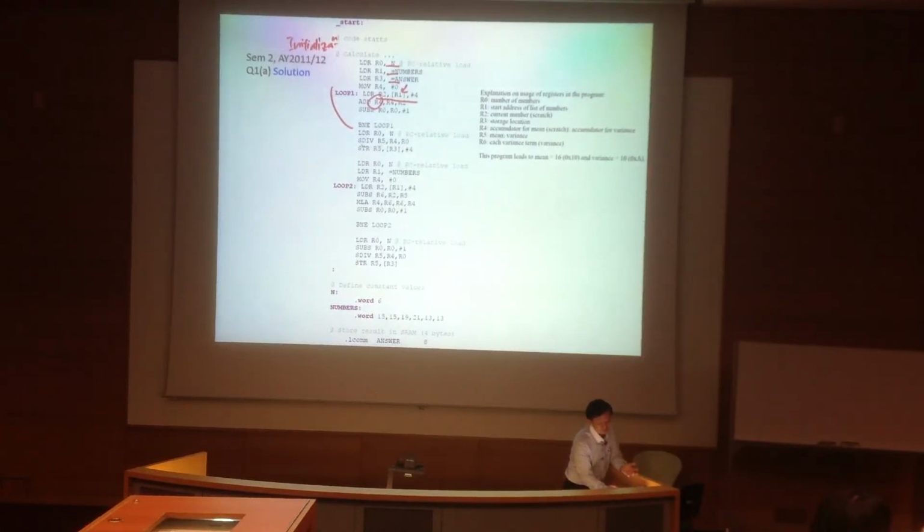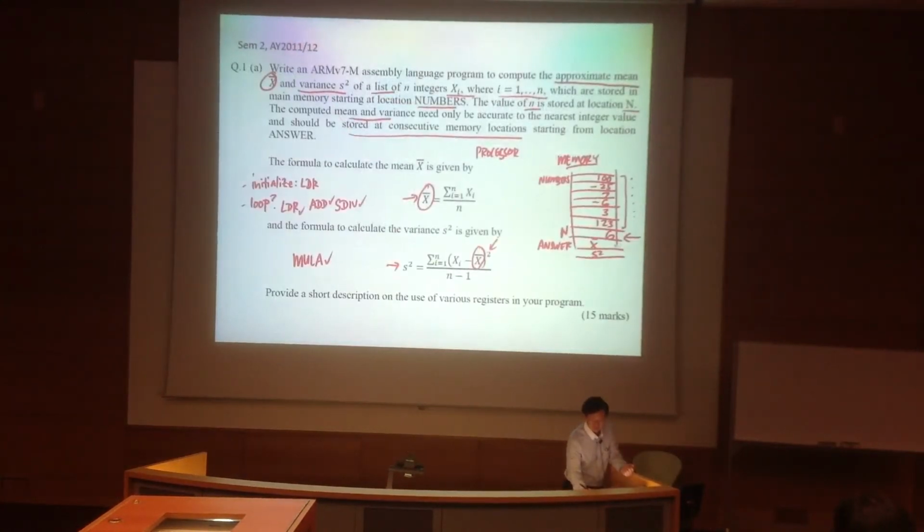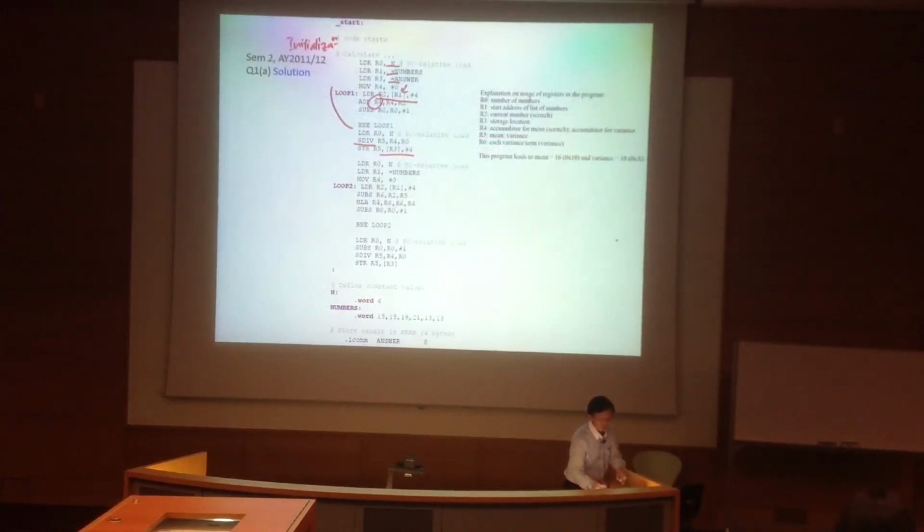But then the thing is, you need to divide it. Since you have already made this one 0, you need to load it one more time. Otherwise, you're going to divide by 0, right? So you divide the sum by the number, and after that, you store it in the first location here. You store the first result, the mean. Then after that, you get ready to do the variance part.